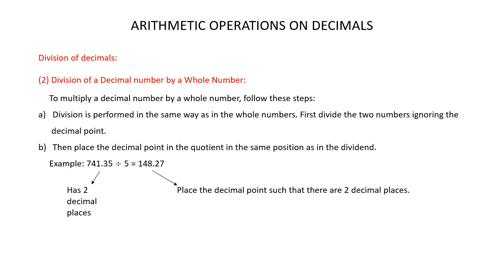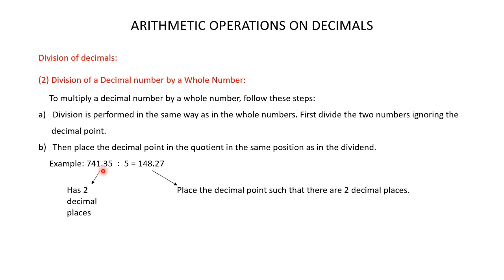Let's divide this decimal number 741.35 by a whole number 5. So first you have to divide 741.35 by 5 as though they are both whole numbers. That is, you have to ignore the decimal point in the decimal number. So divide 74135 by 5. You will get the quotient as 14827.